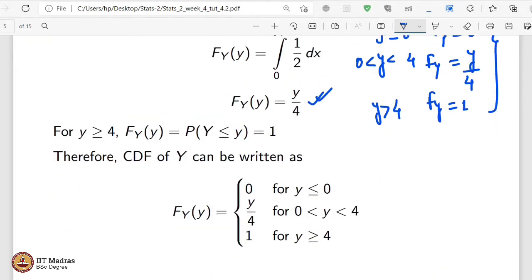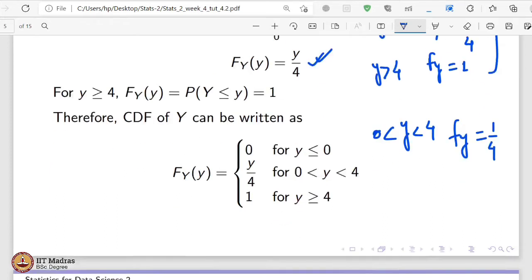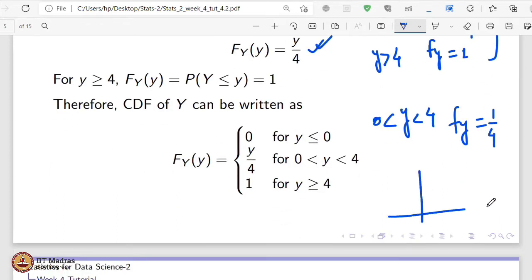So we can get the PDF directly by differentiating the CDF. If we differentiate, f of y will be 0 till 0. From y from 0 to 4, we get f of y as the PDF by differentiating the CDF. So what we'll get is 1 upon 4 from 0 to 4. So we have the distribution as 1 upon 4 from 0 to 4. This is the PDF of y.